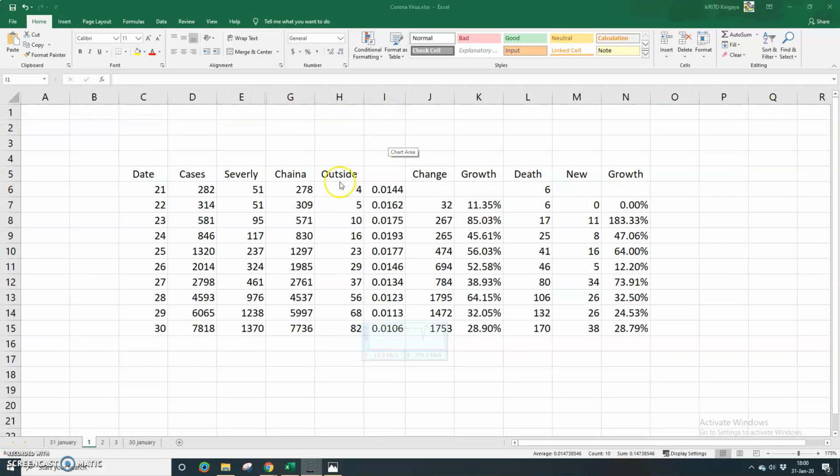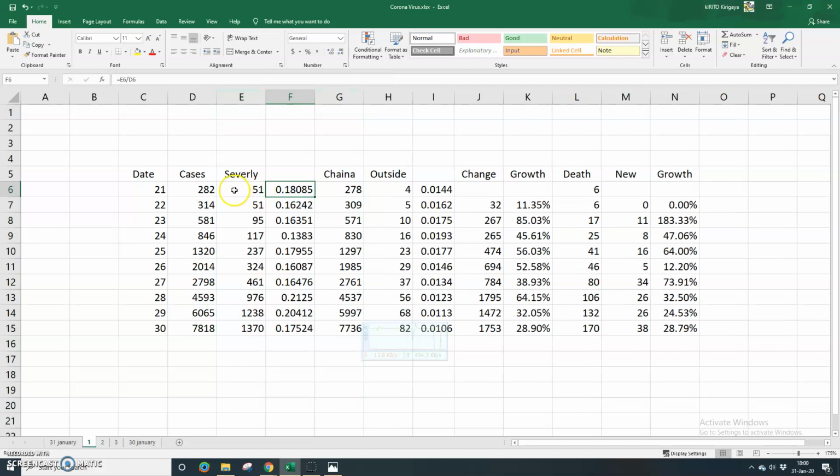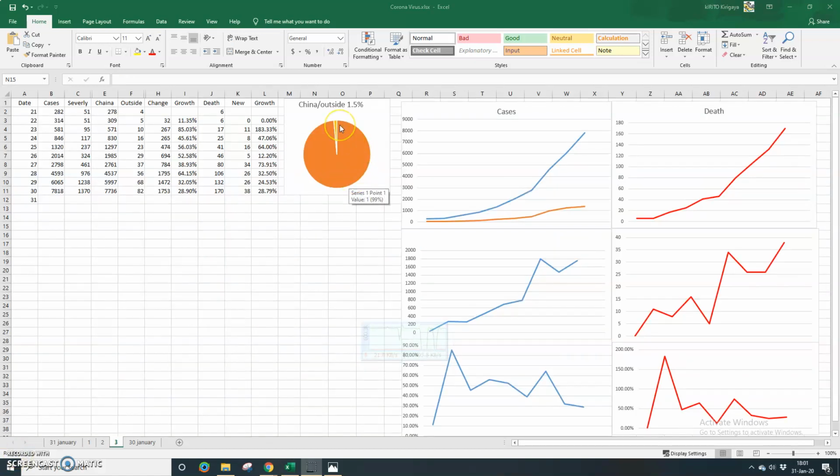Then here we introduce a new concept, which is this: the ratio of the affected people outside of China and inside China. And we also introduce a ratio between severely ill people and all the patients, and the average of the ratio between inside China and outside. We introduce a pie chart.